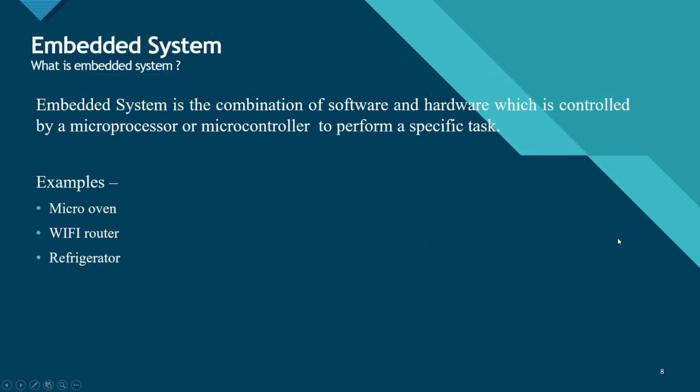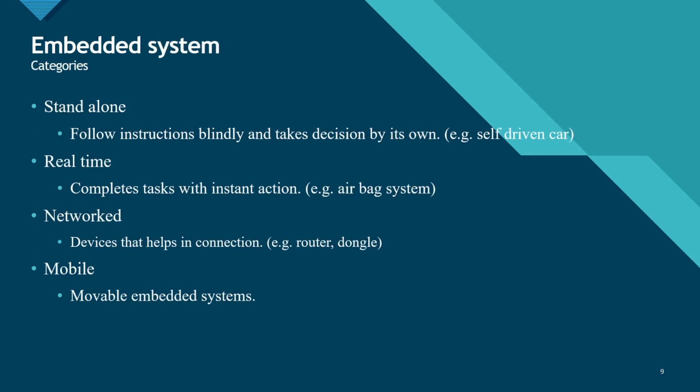Now, what is an embedded system? An embedded system is the combination of software and hardware which is controlled by a microprocessor or microcontroller to perform a specific task. We are surrounded by embedded systems, but among them there are three major examples of embedded systems. They are microwave oven, Wi-Fi router, refrigerator. Now, embedded system categories.